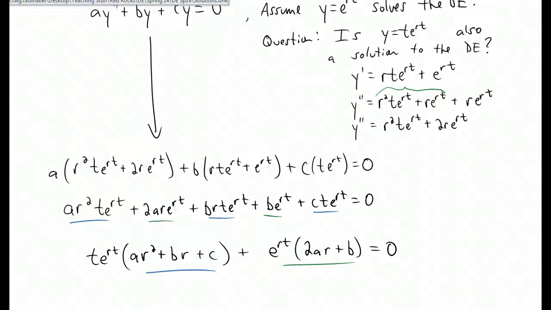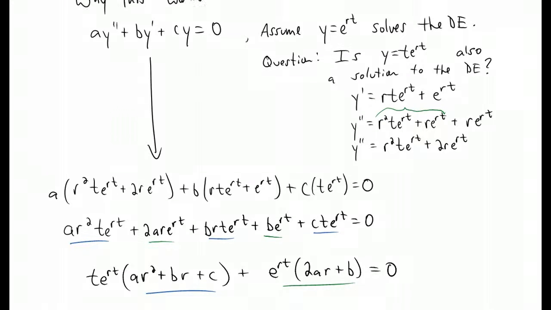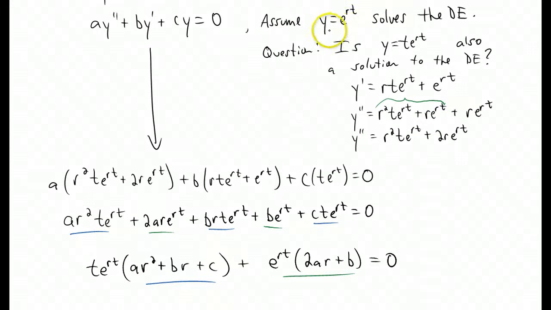Now we're at a point where we need to understand our assumption. Our original assumption was that e to the rt solves the differential equation. Well, what does that actually mean? I'm just going to put a little side note right here in the middle of the page. If e to the rt solves the differential equation, then that means if we took two derivatives and plugged them into the left side, all this stuff on the left should add up to 0.